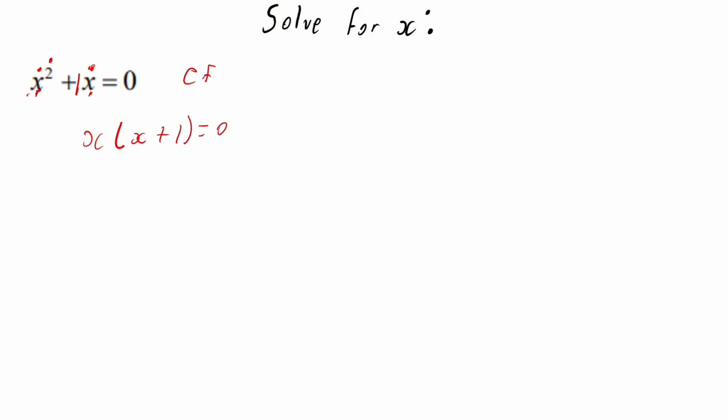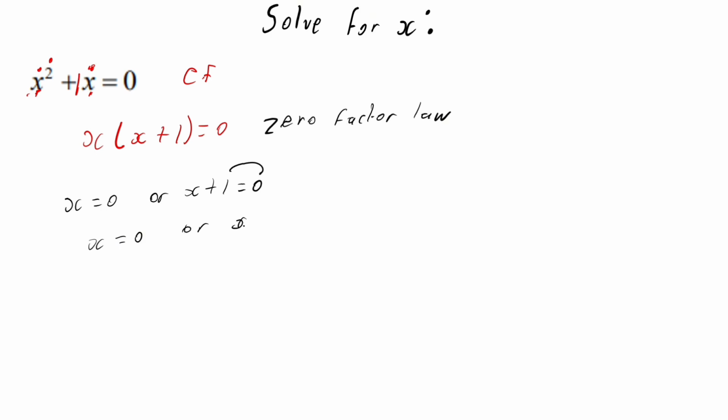And look at that. We're back at the same scenario where we can use the zero factor law. So we're going to say x is equals to 0, or x plus 1 is equals to 0. So for x, x is equals to 0, or take the 1 to the other side, x is equals to minus 1, just like that.